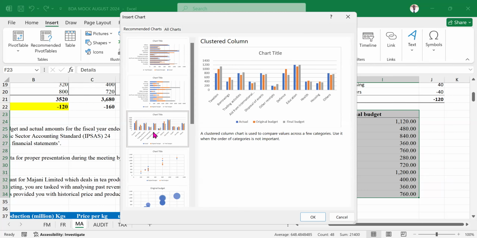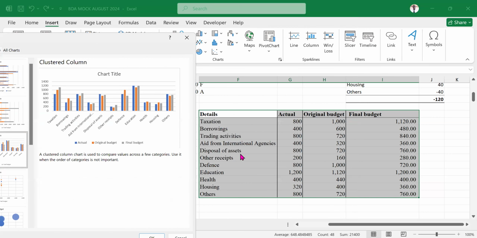The next suggestion is about clustered column and used to compare values across few categories from the description here. And when do you use it? You use it when the order of categories is not important. Now, if you look at the data we are presenting, is the order of categories important? Remember, I removed the titles of payments and receipts. We just have items under details, taxation, borrowings, and all that. Actual, original, and final. We do not follow any order in this part. It is all about the elements, the items. So the order of categories is not important here. We are just looking at the comparison of values.